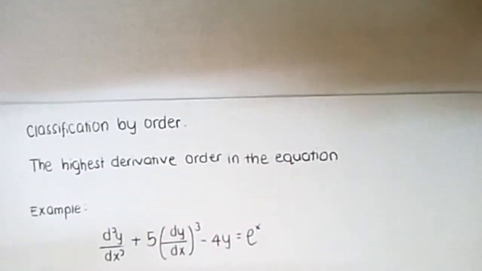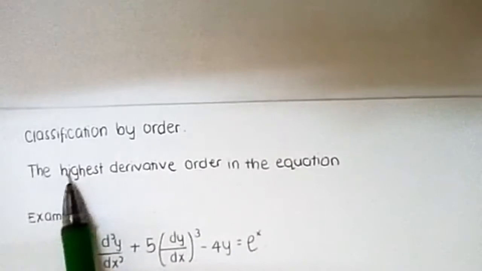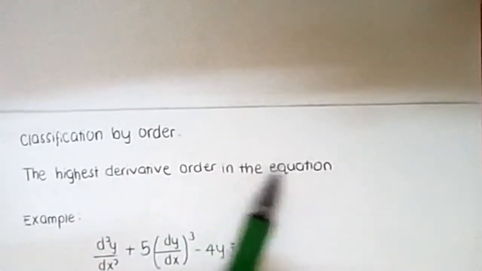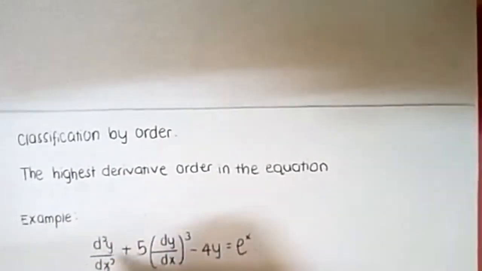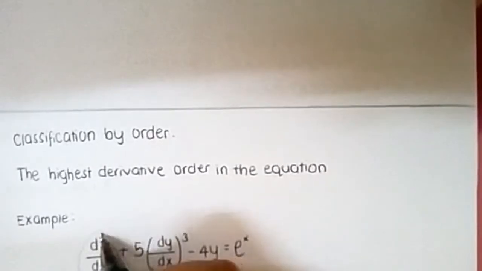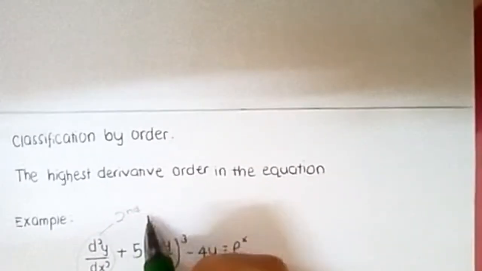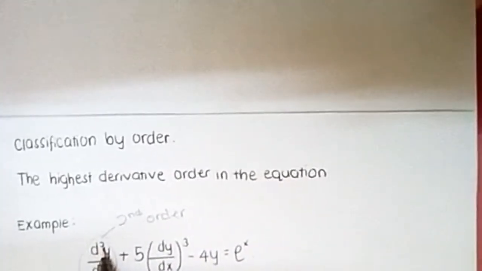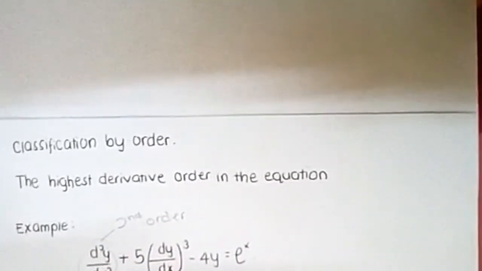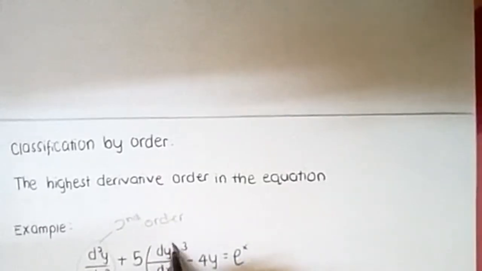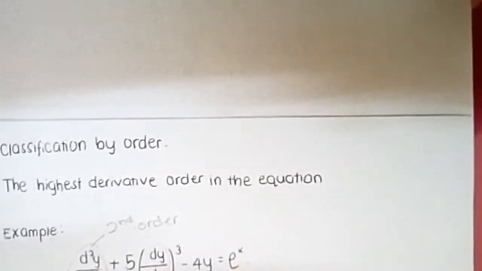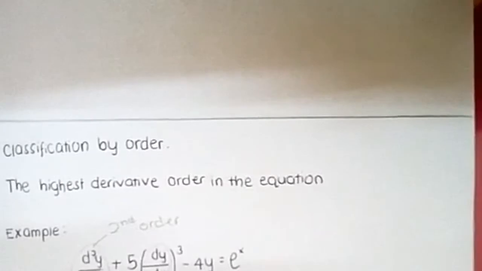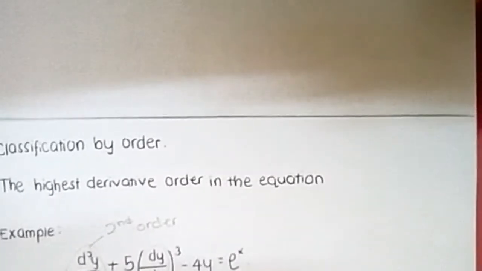Second is classification by order. We take the highest derivative order in the equation. For instance, this is a second order differential equation because it is to the power of 2. Another one is dy over dx, because we only have 1 in the bracket, so it is known as a first order differential equation.